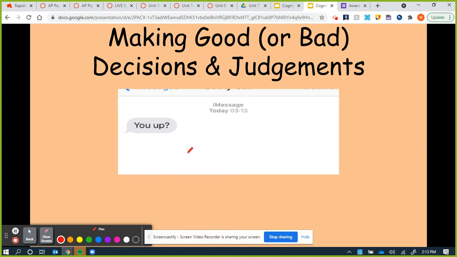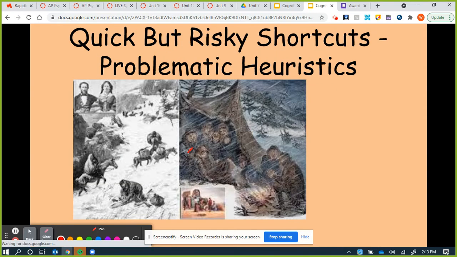All right, what goes into us making good or bad decisions and judgments? I feel like this slide should be somewhere else. But all right, so heuristics oftentimes work. The way that I teach this class is basically based off a heuristic at this point, where I know that basically my system is going to be successful most of the time. It's not always successful, but it's successful most of the time.